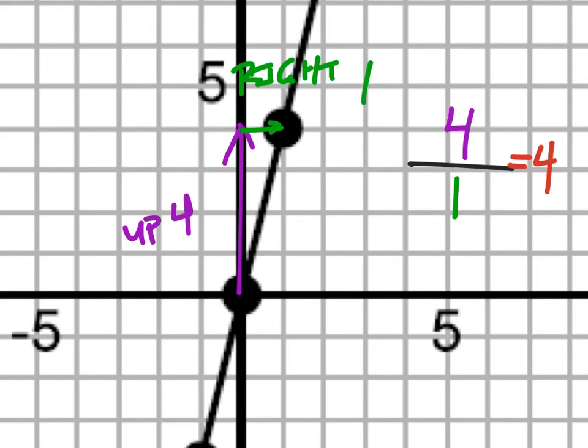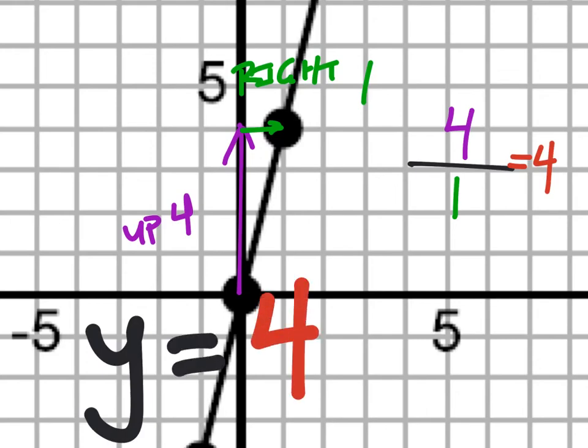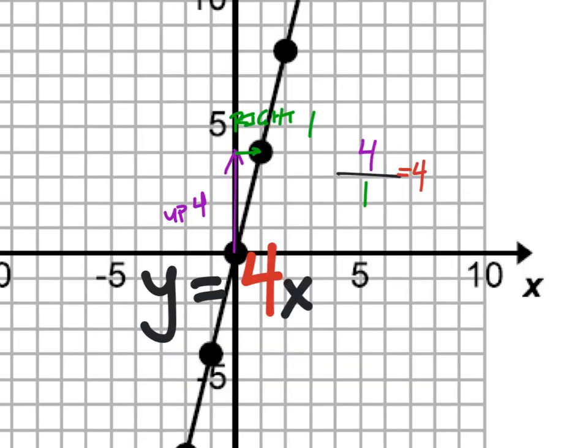So right 1, that's a positive 1, but I can simplify this into simply 4. Well, the equation for that then, if I wanted to write it, would be y equals, and then you put your rate of change, which in this case is 4, just multiply it by x. And that's why writing the equations for these is just a matter of finding your rate of change.